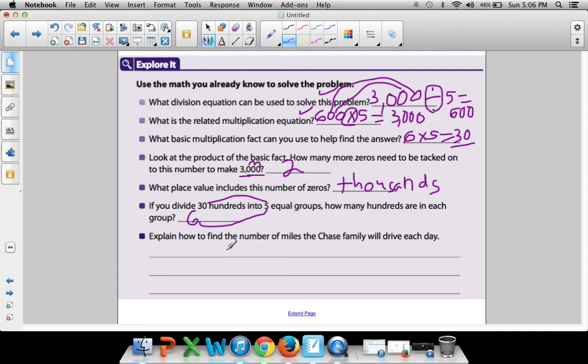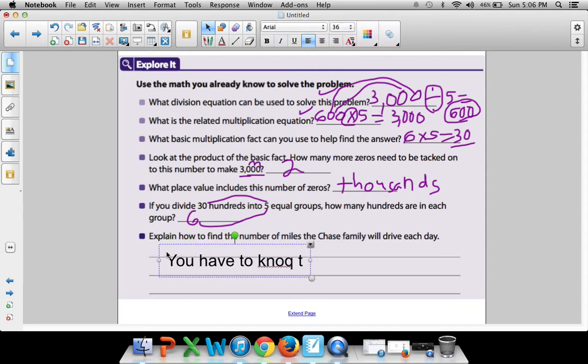Explain how to find the number of miles the Chase family will drive each day. Well, we did that in the beginning. And all we did was we thought about the inverse operation. We thought about the backwards. So all you have to do is this.